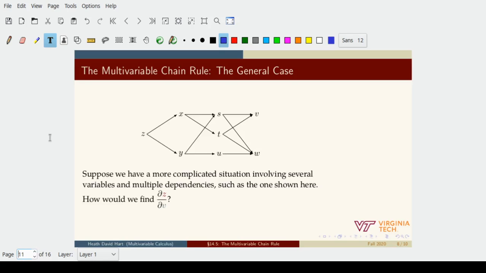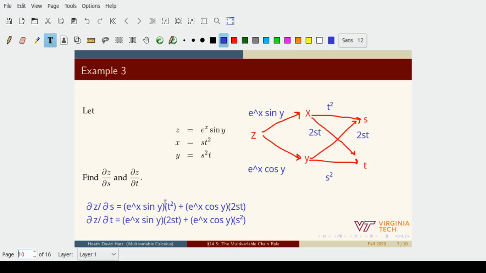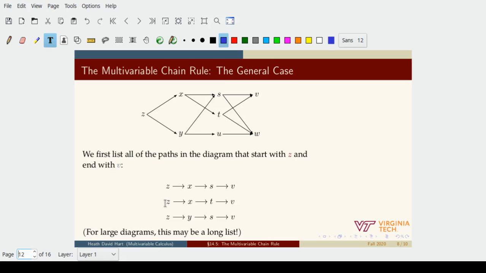Here's a more complicated case in which z is dependent on x and y, x is dependent on s and t, y is dependent on s and u, s is dependent on v and w, t is dependent on v and w, and u is dependent on w but not v. So we have all of these different dependencies here. How will we find the derivative of z with respect to v?